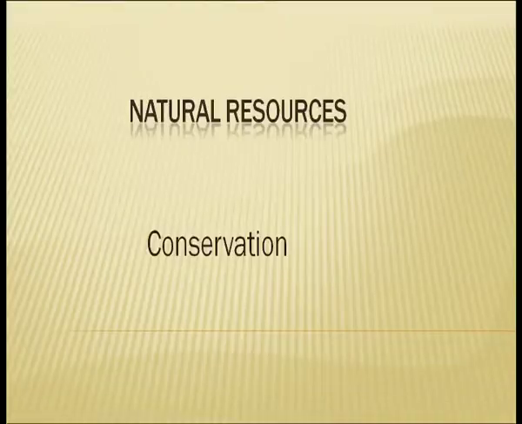Today, we are going to have a little explanation on chapter 25 of Senior Secondary Biology course. It's about natural resources and their conservation. Let's try to understand what a natural resource means.